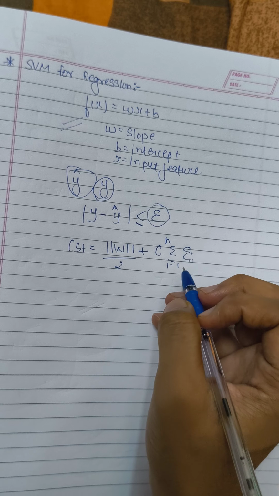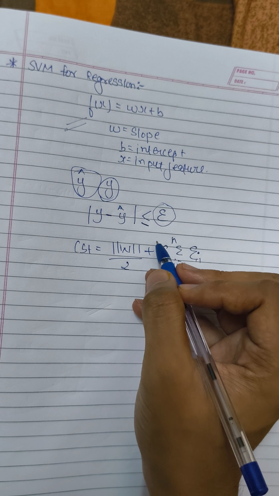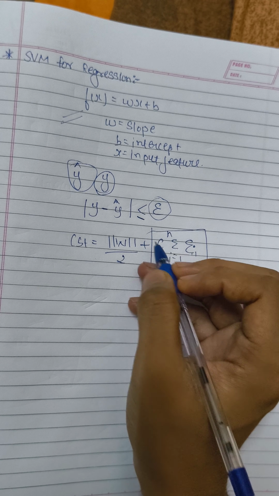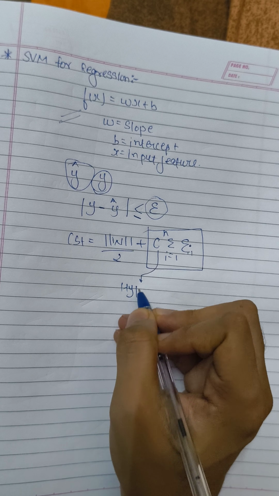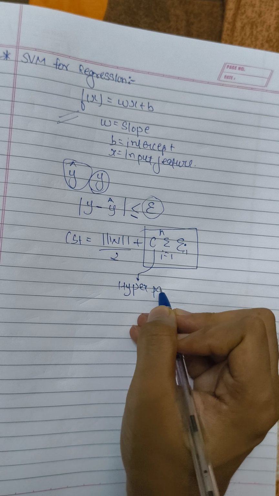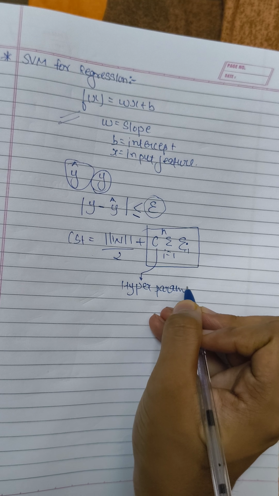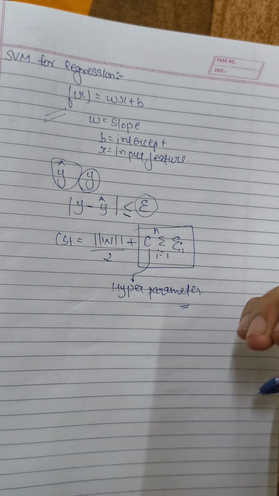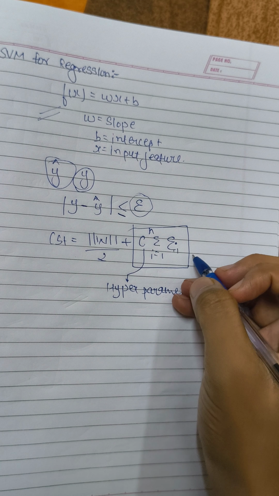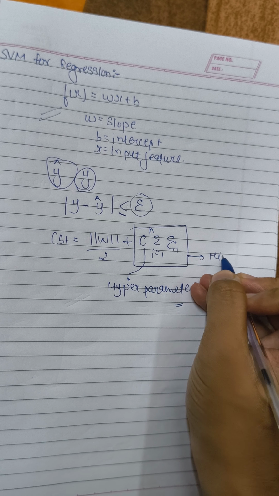Okay, so just see here, we add some hyperparameters, that is, this is our hyperparameter. What is a hyperparameter? Hyperparameters are values that a programmer decides so that the model can work best on a given condition, and this whole thing is called hinge loss.